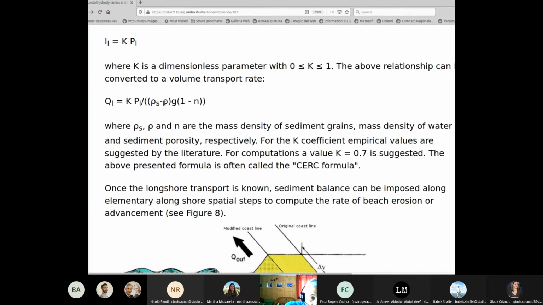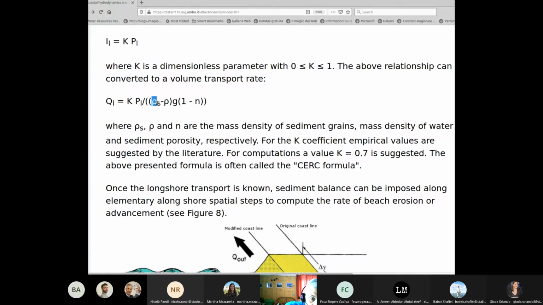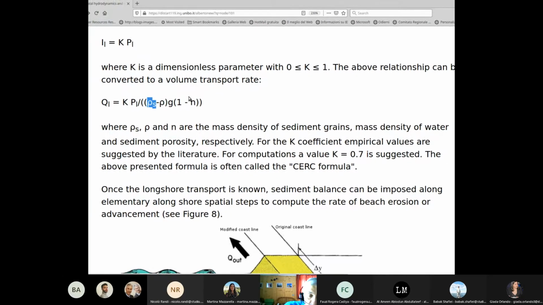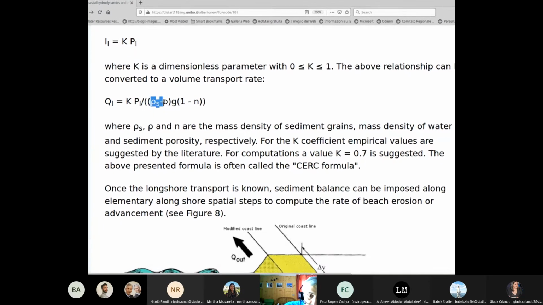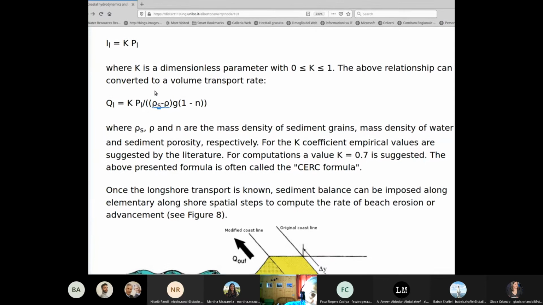And of course, rho is lower than rho S, because otherwise sediments would float, given that sediments are heavier than water, even salt water. Salt water is heavier than fresh water. But in any case, salt water is definitely lower in terms of mass density with respect to the sediment. So this difference, rho S minus rho, is always positive.